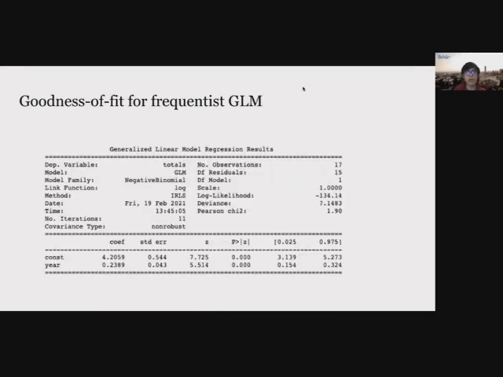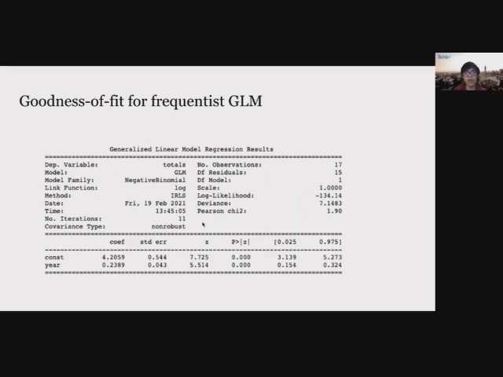Let's now talk about a few ways of trying to evaluate goodness of fit for frequentist GLMs. On this slide, I am displaying the output of fitting a negative binomial model using the statsmodels package. As you can see, this is sort of an information overload. There are many quantities here, some of which we have not yet discussed.